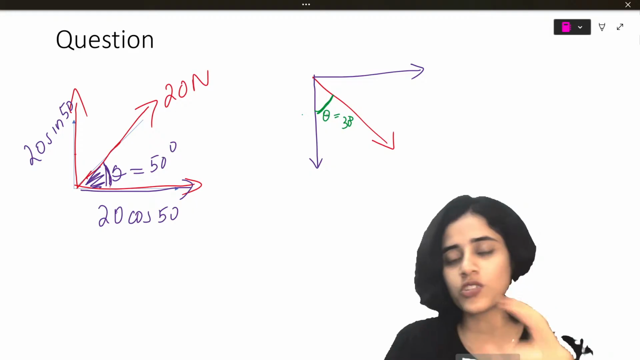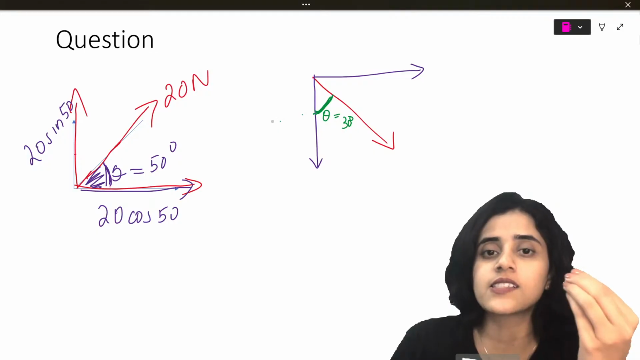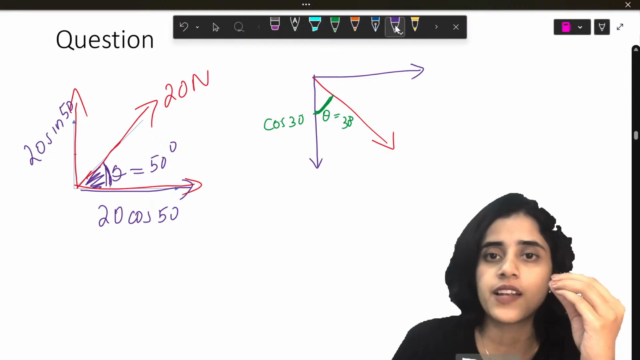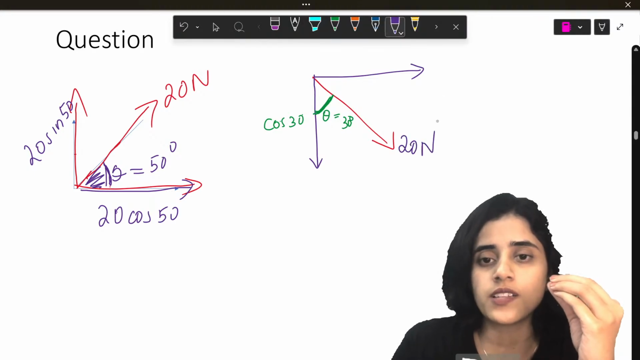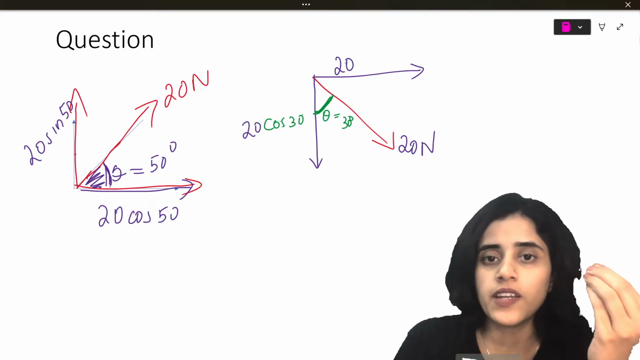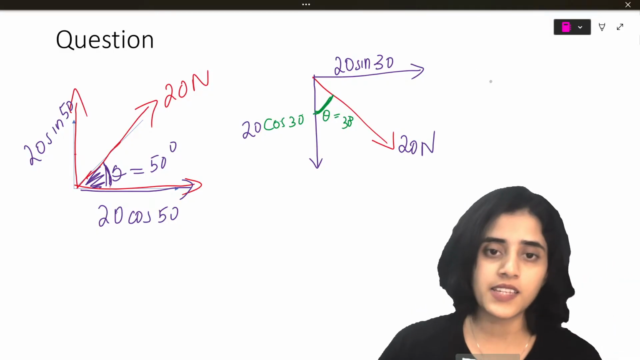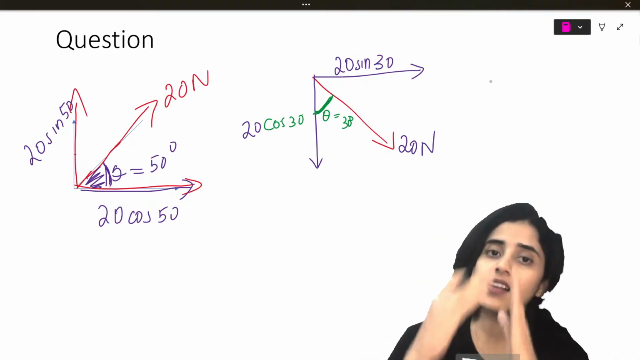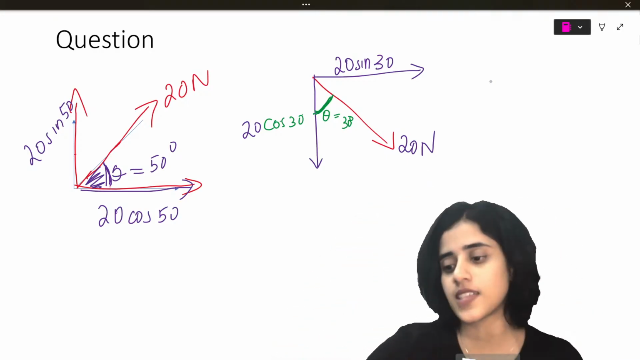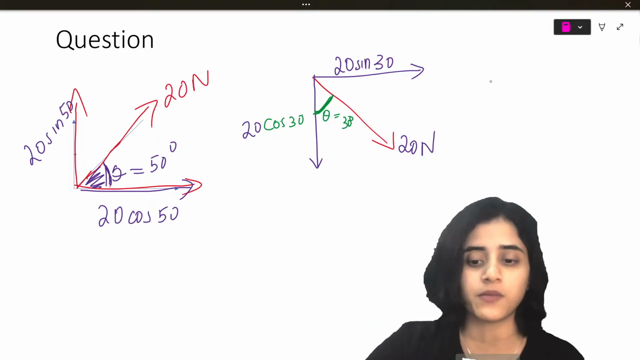Yes, very good. All those who guessed the answer, this is correct. The line close to the angle is cos theta. So this is cos 30, and let's say the vector is 20 newtons. So this will be 20 cos 30 and this will be 20 sin 30. Do you understand this? If you have an angle, the line close to the angle is always cos, the line away from the angle is always sin. Put that in your head. You will need that. We will do that a lot of times.